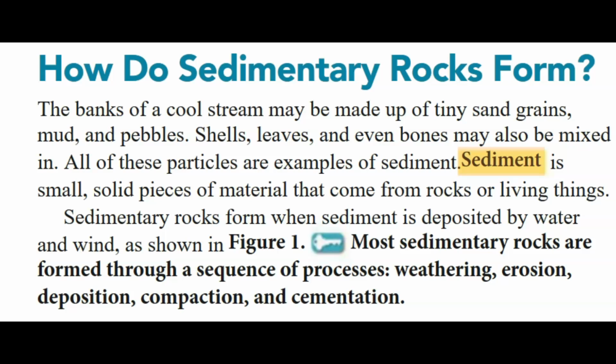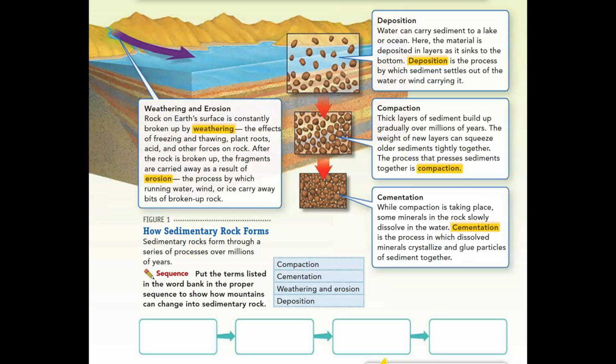Sedimentary rocks form when sediment is deposited by water and wind, as shown in Figure 1. Most sedimentary rocks are formed through a sequence of processes: weathering, erosion, deposition, compaction, and cementation. And here we have Figure 1, how sedimentary rock forms. Sedimentary rocks form through a series of processes over millions of years. They say, put the terms listed in the word bank in the proper sequence to show how mountains can change into sedimentary rock. Crazy.